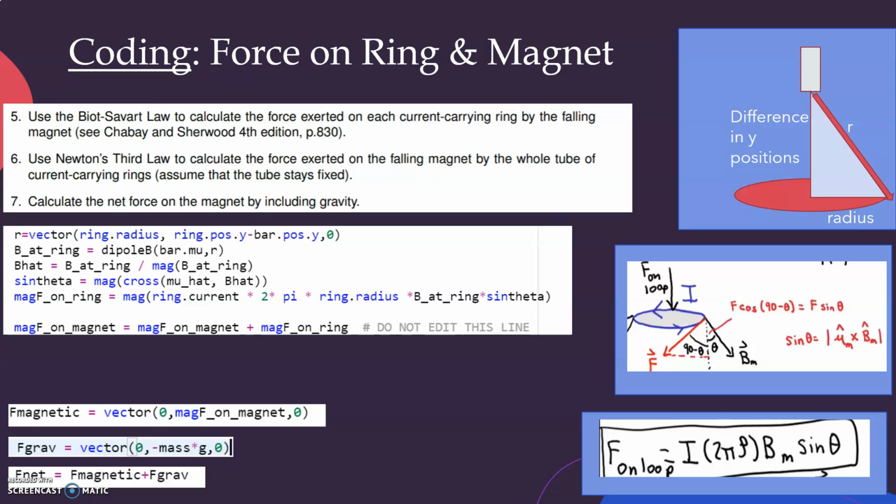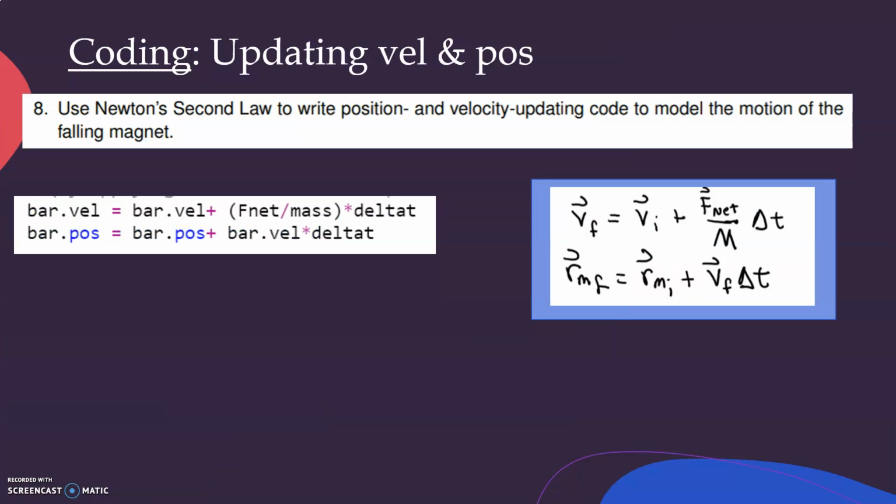But sine theta can be simplified using the equation shown on the right, using the mu, the dipole moment of the magnet, and the direction of the magnetic field. And then the overall net force is the force due to gravity plus the magnetic force. And then through each step, after iteratively going through each ring, I update the velocity and position using Newton's second law.